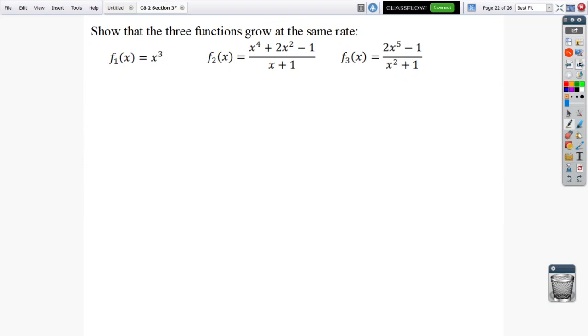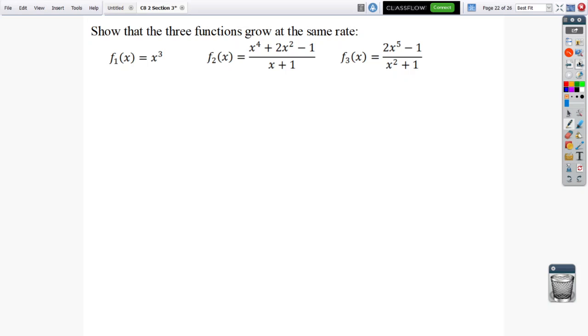All right. So here's one where you're actually given those functions. I mean, we could go through this one if you guys really want to. Do you? Okay, cool. So we want to show that all three of these grow at the same rate. Really, all we have to do is show that two of them grow at the same rate as one of the other ones, and therefore they all grow at the same rate.